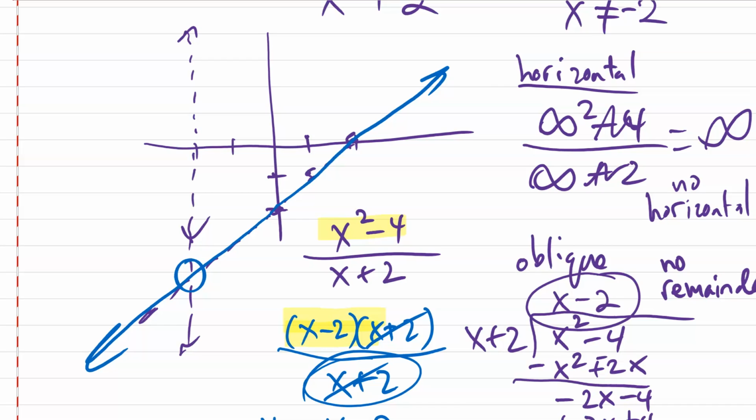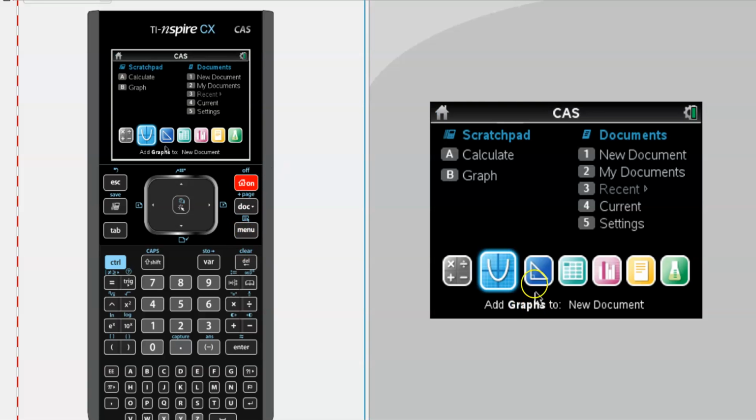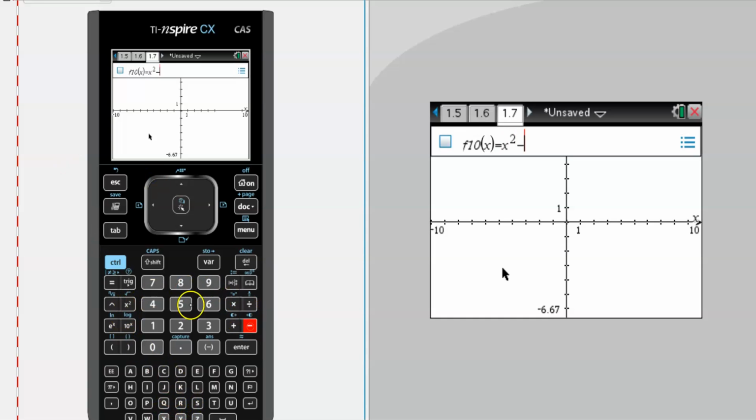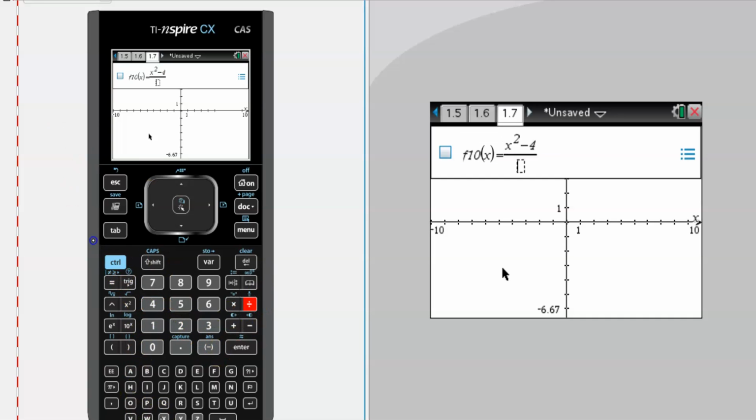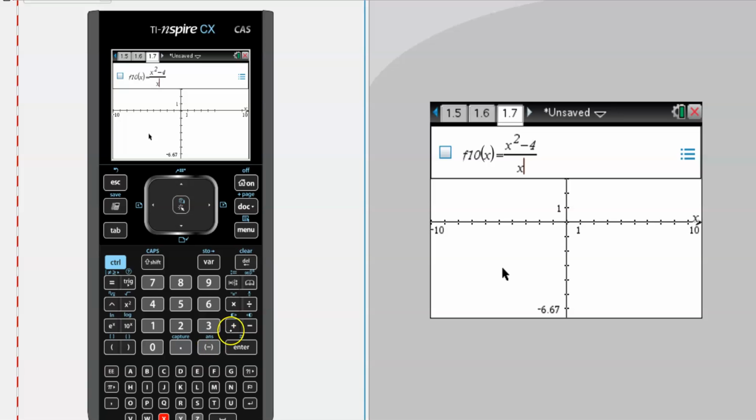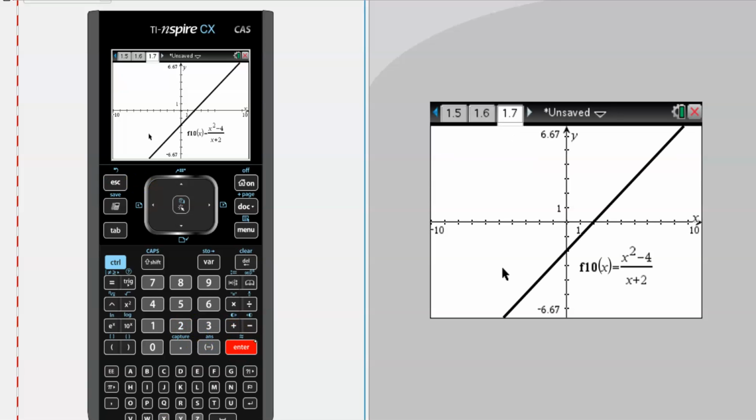You don't have to believe me, I can show you this one. X squared minus 4 over x plus 2. It acts just like the equation x minus 2, except there's an asymptote right here. You don't see it, but it's right there.